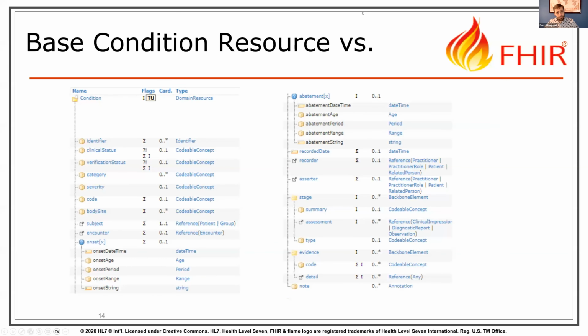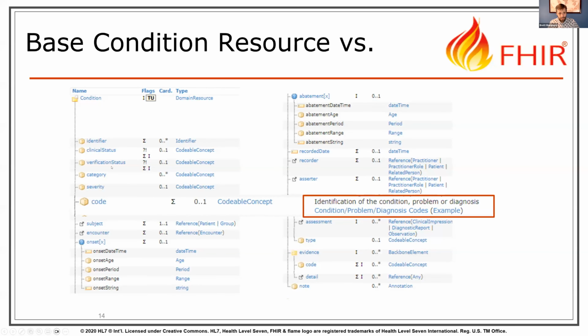And so a quick example here is in the base condition resource. The condition resource is used to help support exchange of the problem lists or diagnoses. And in here, you'll see a bunch of elements, and some are very important pieces, but maybe not all necessary for the exchange of a simple problem list or active problems. And one example within here is on the condition.code.